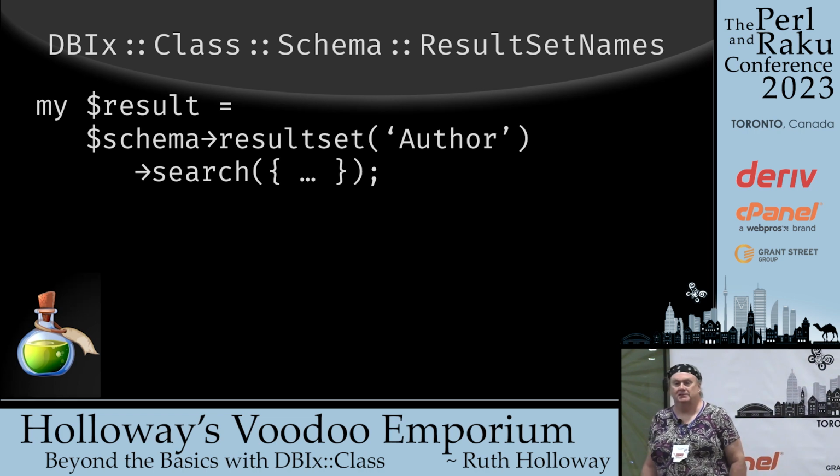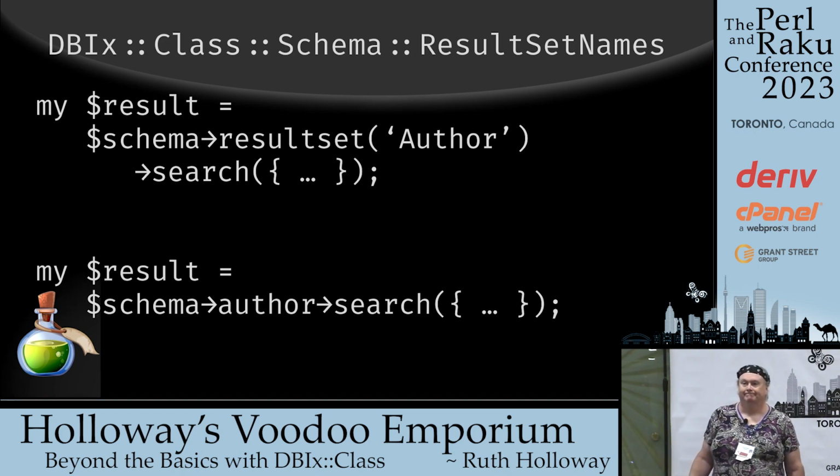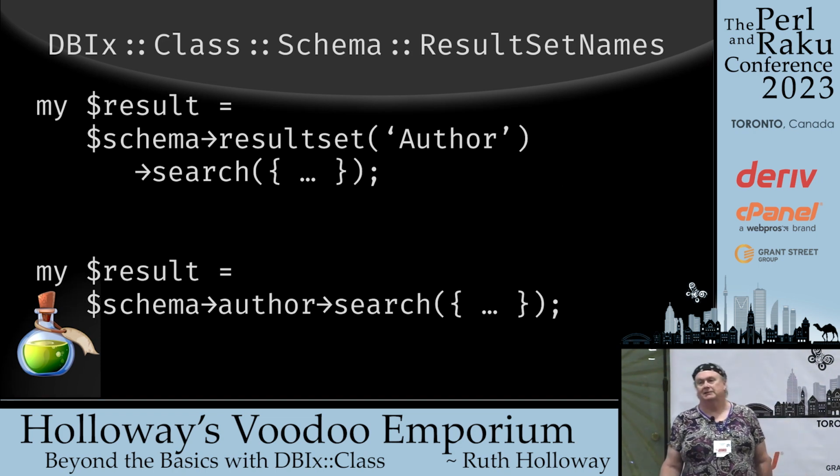Result set names. This is partly a Matt Trout creation and partly mine. I wanted it for Dancer, but it needed something under the hood. So instead of this, then you type this. It turns all of your result set names into accessors on the schema. So you just type schema, author, search, do stuff. And if you have DBIx class helpers engaged and you have Dancer2 plugin DBIx class result set names, it turns author into a keyword in Dancer. Oh, I wasn't going to talk about that stuff, was I?